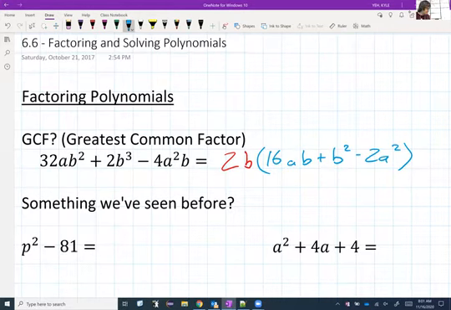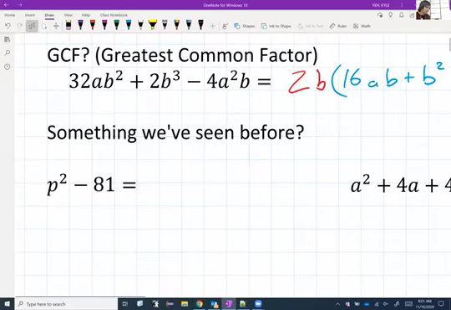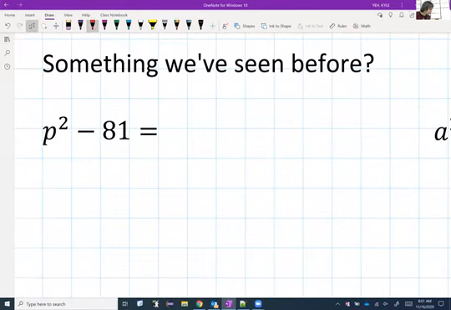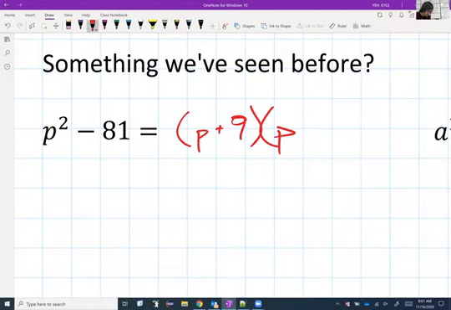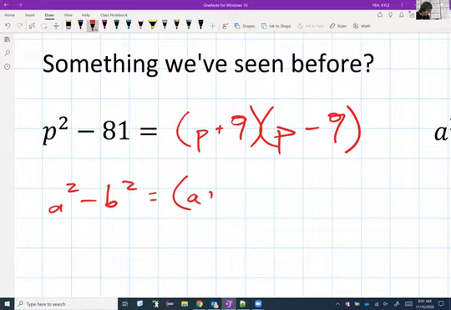Next, we want to just keep in mind, is this something we've maybe seen before? P squared minus 81. I'm hoping that you're to the point where you say, oh, that's a difference of 2 squares. I know how to factor that. P plus 9 times P minus 9. Remember, we had that formula. If we have two perfect squares and they're being subtracted, that always factors into square root of the first plus the square root of the second, square root of the first minus square root of the second. So that's one that we know how to do.